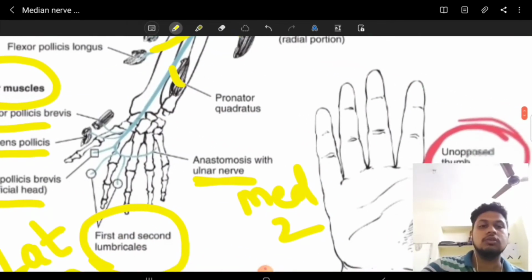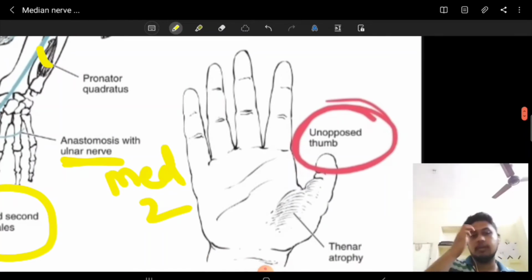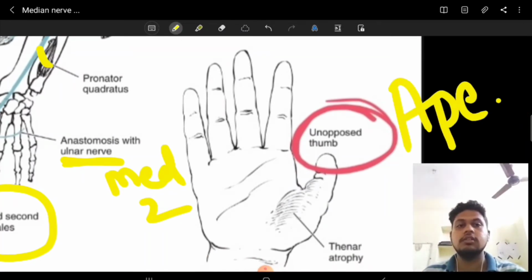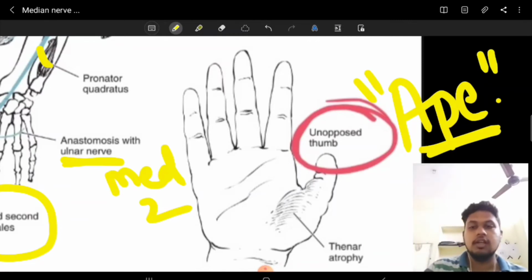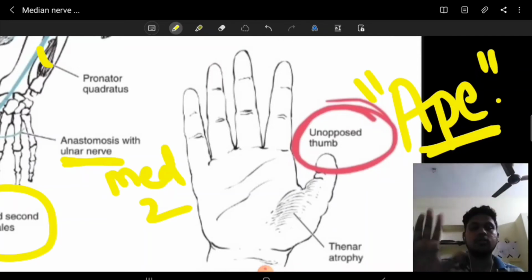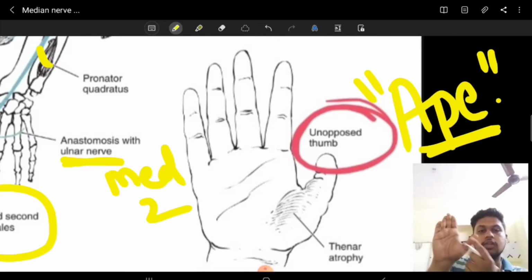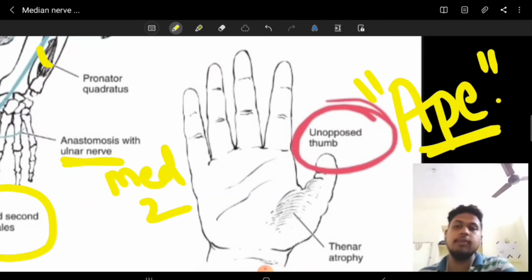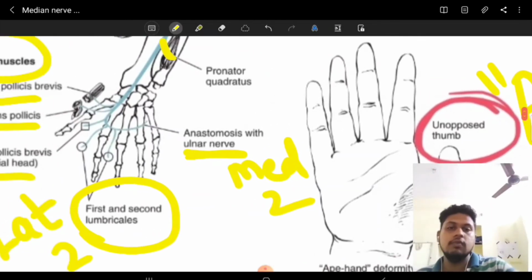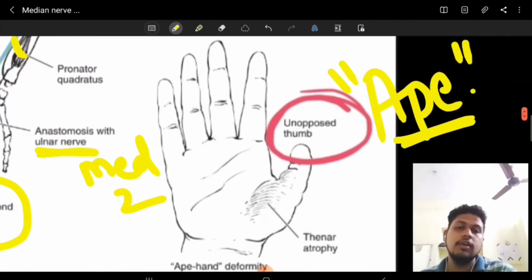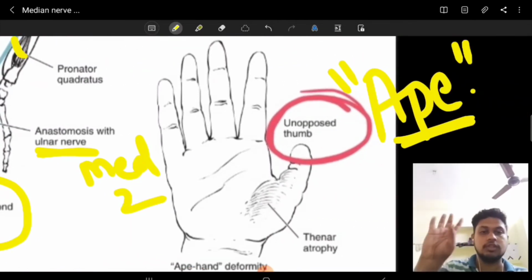And opponens pollicis. The thing which is different between us and the apes is this. Not the only thing, obviously there are many other differences, I am saying anatomically. The apes cannot oppose their thumb and do this action. This action is called opposition. It is done by the muscle opponens pollicis, which is supplied by the median nerve.